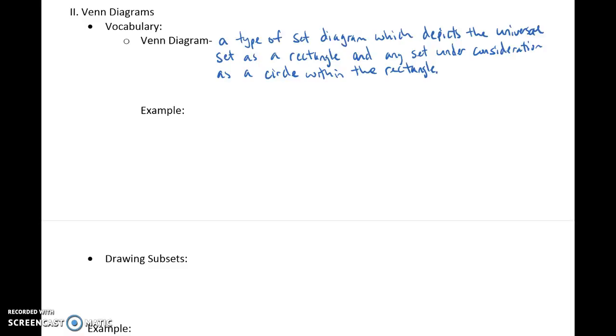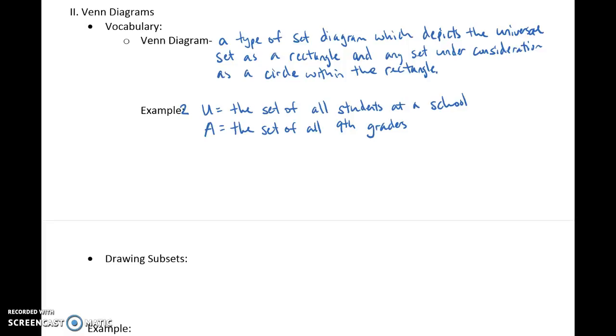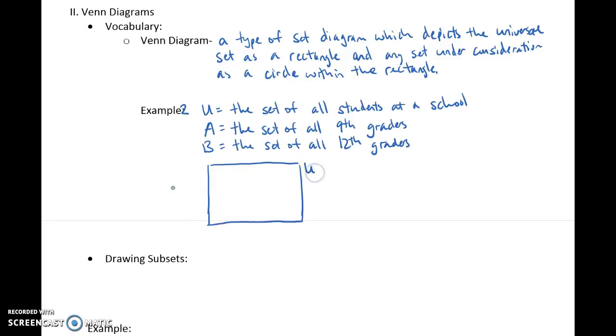Okay? So in the second example, let's let U be, once again, the set of all students at a school. Okay, and then let's let set A be the set of all ninth graders. Okay, and let's let B be the set of all 12th graders. So we can take the situation of U, A, and B and create a Venn diagram. So this rectangular mat shape picture will be U. So within this rectangle are all the students at the school.